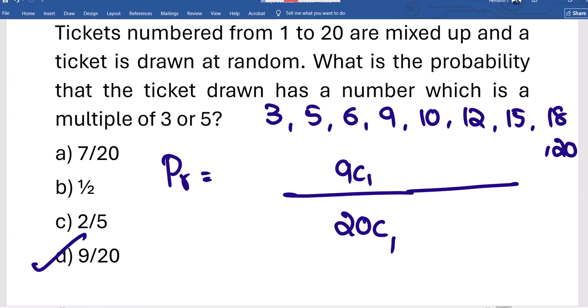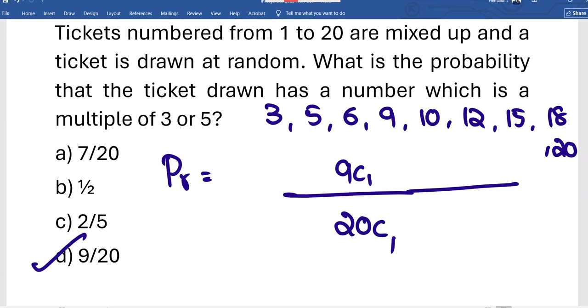The other side of the coin, how you can handle this question: out of 1 to 20, how many are divisible by 3? 6. Divisible by 3 is 6. Divisible by 5 is 4. 6 plus 4 is 10. But divisible by both 3 and 5 means 15. Divisible by 15, one number is there, that should be removed. Even on the other side, n of A plus n of B minus n of A intersection B, we have to go for 6 plus 4 minus 1. Why that minus 1? Because 15 is counted in divisible by 3.